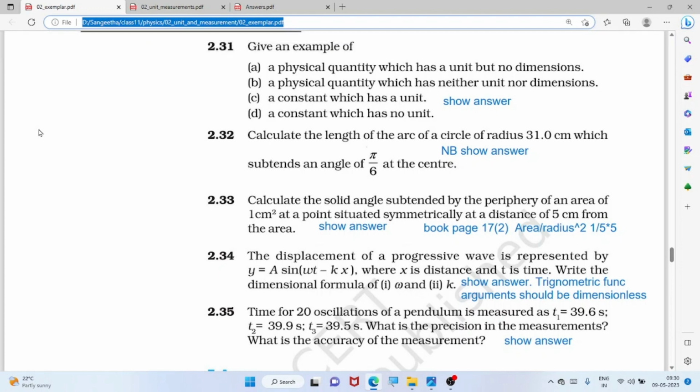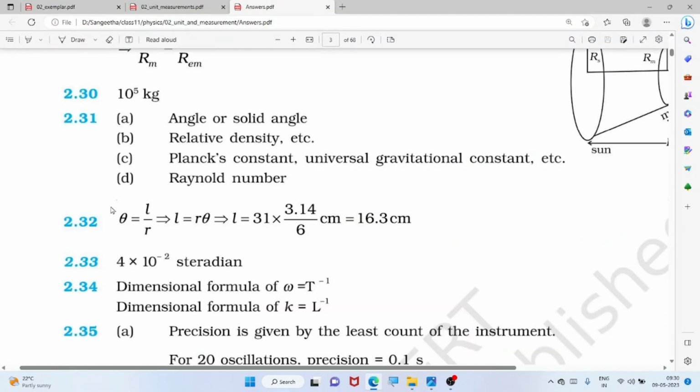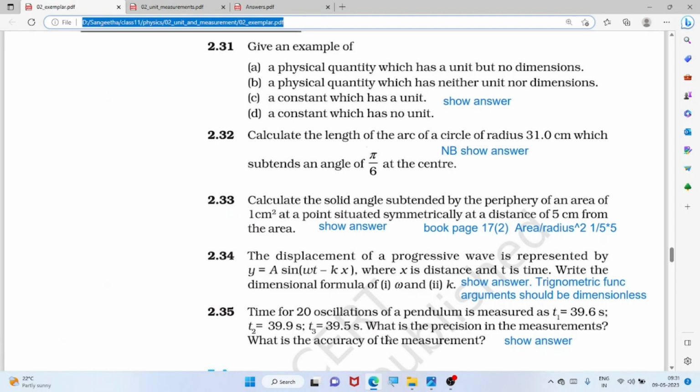Calculate the length of the arc. Arc of radius is given, the angle is given. The circle radius and angle are given, and they are asking for the length. 32. This is the formula they used. I will show you.